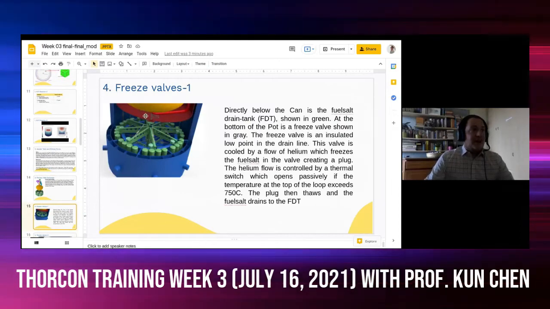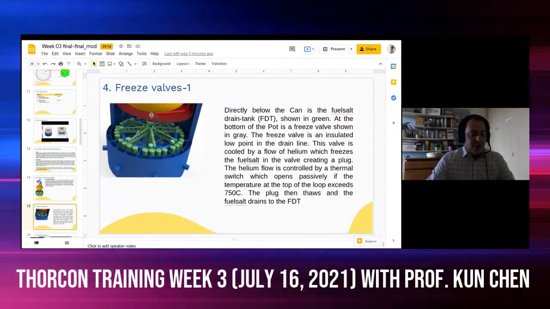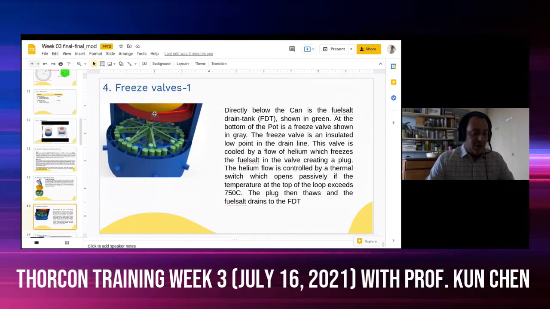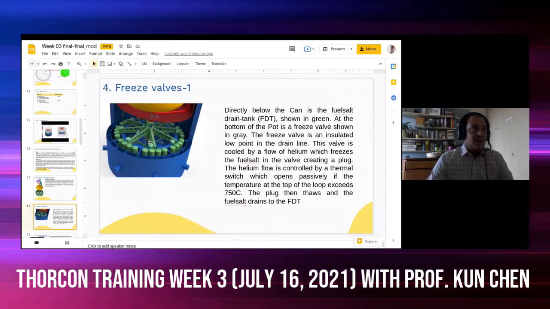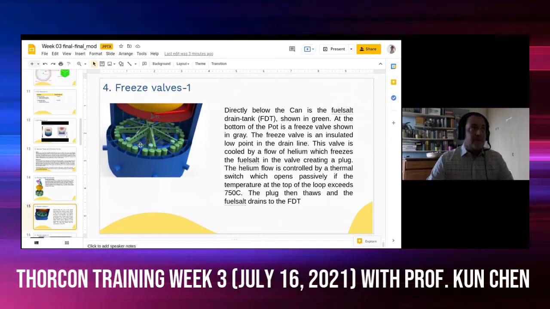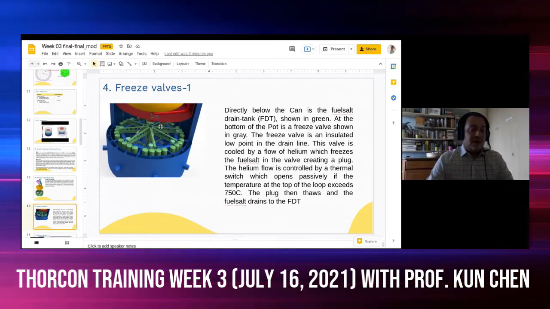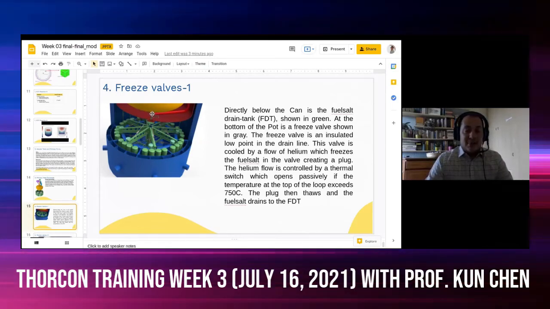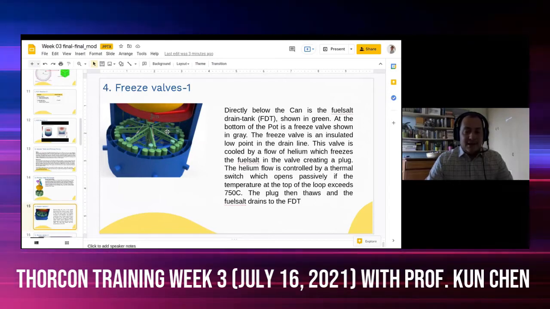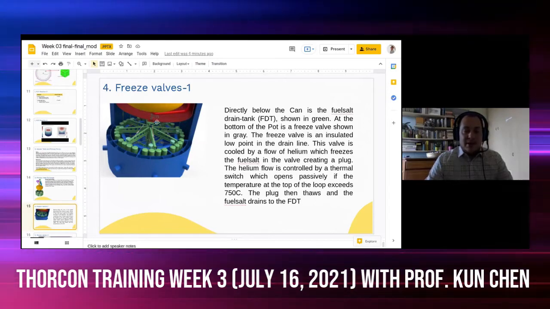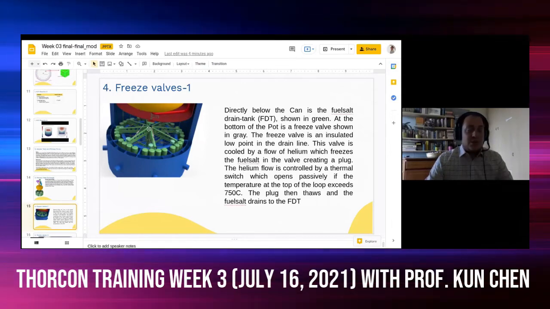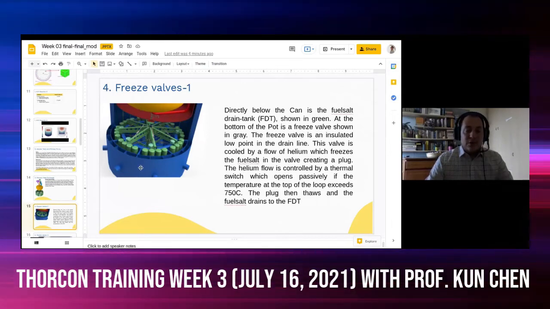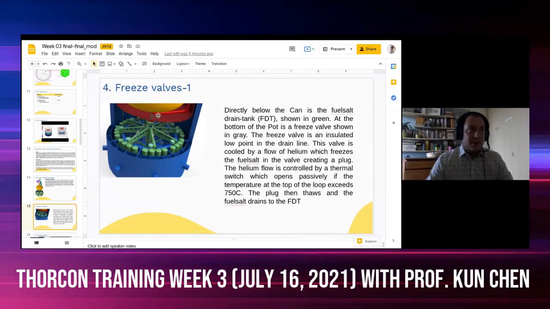The freeze valve is a feature that has been adopted since the beginning of the era of molten salt reactors. In simple words, the freeze valve is just a pipe that is occupied by solid fuel salt that has been frozen and constitutes a barrier for the flowing molten salt above it.